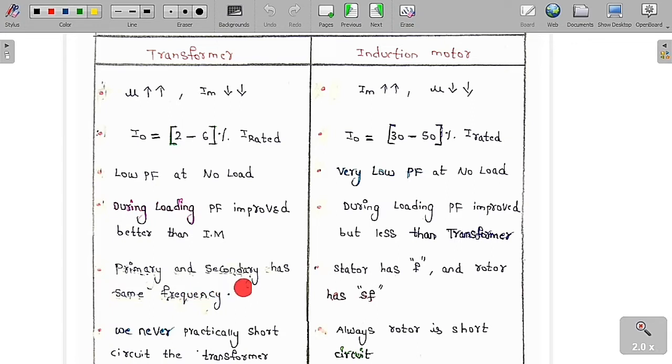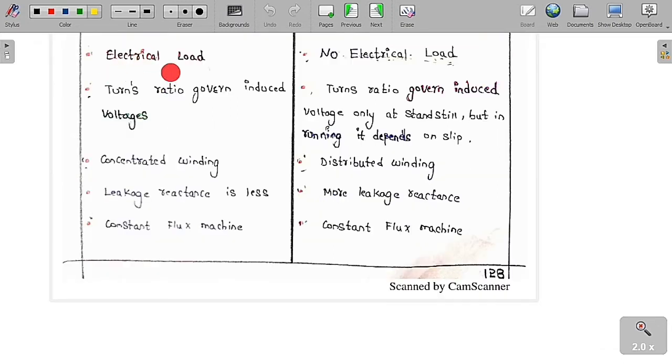So primary winding and secondary winding have the same frequency in a transformer, but in the induction motor, the primary or the stator has a frequency F and the rotor has a frequency S into F. In a transformer, we always try to keep the load at the secondary. We never go for the short circuit of a transformer, but the rotor of the induction motor is always short circuited. So for a transformer, we always keep the electrical load, whereas for an induction motor, we never keep an electrical load, or simply we keep a mechanical load.